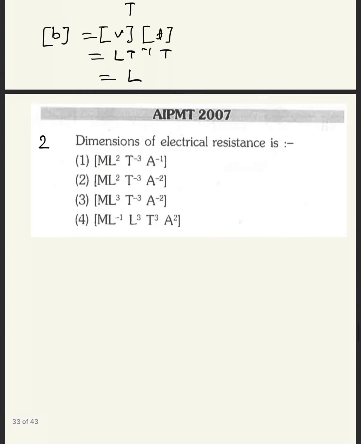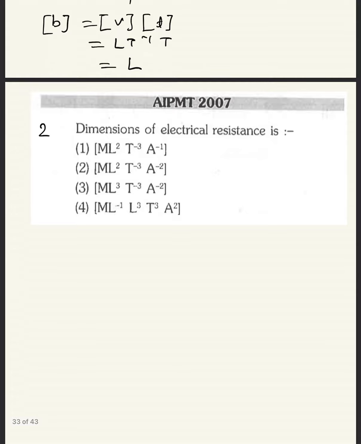Now, the dimension formula of electrical resistance. To find the dimension formula of electrical resistance, you must know at least one formula in which resistance appears. So I can remember V is equal to IR, the famous equation, Ohm's law, or I can also use power is equal to I square R, because then I can directly write power divided by I square, and we know power is energy upon time.